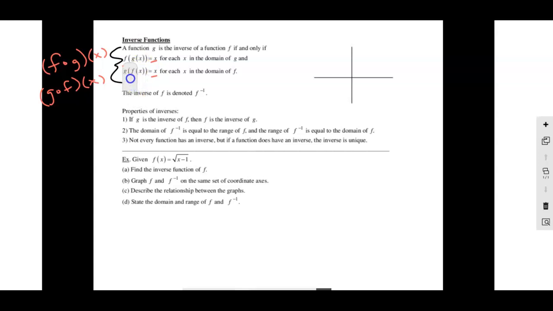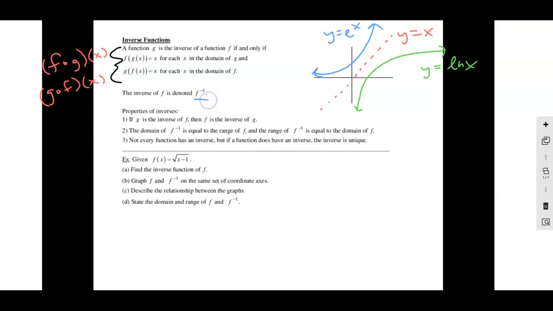If you do both of those composites, that's algebraically how you can confirm that two things are inverses of each other. Graphically, we know that a function and its inverse are going to be reflections over the line y equals x. An example of those would be your natural log graph, y equals ln of x, and then its inverse, which is the exponential function, y equals e to the x. Those are inverses, and they're both reflections over that line, y equals x.